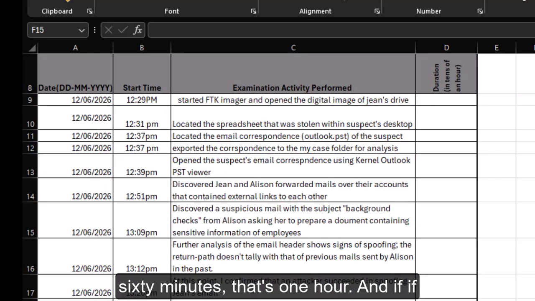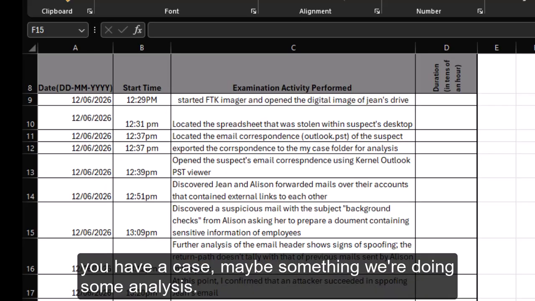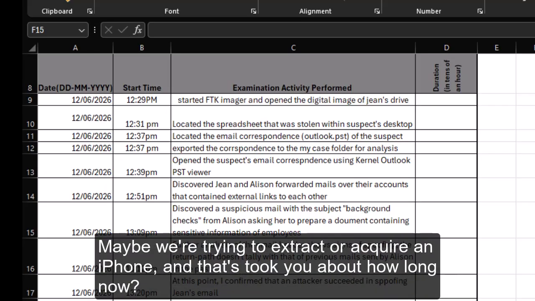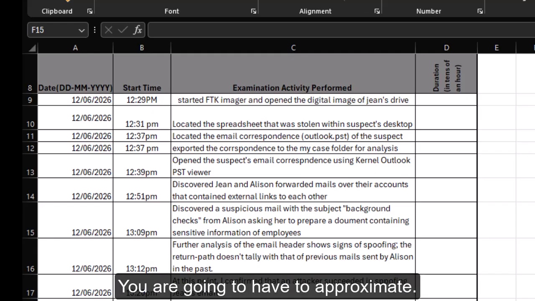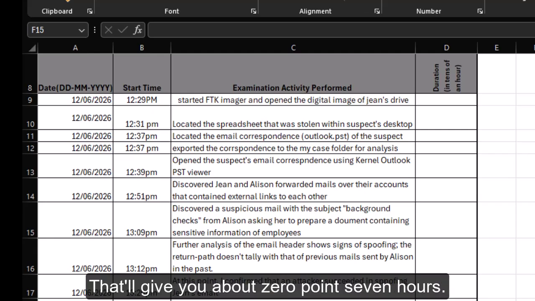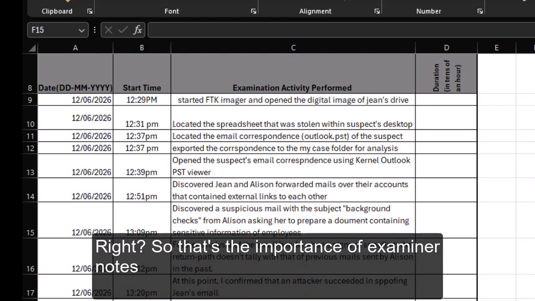And if you have a case, maybe you were doing some analysis, maybe you were trying to extract or acquire an iPhone, and that took you about how long now? Let's say it took you 42 minutes to complete. You are going to have to approximate. So that's about 42 minutes. That will give you about 0.7 hours, right? So that's the importance of examiner notes.